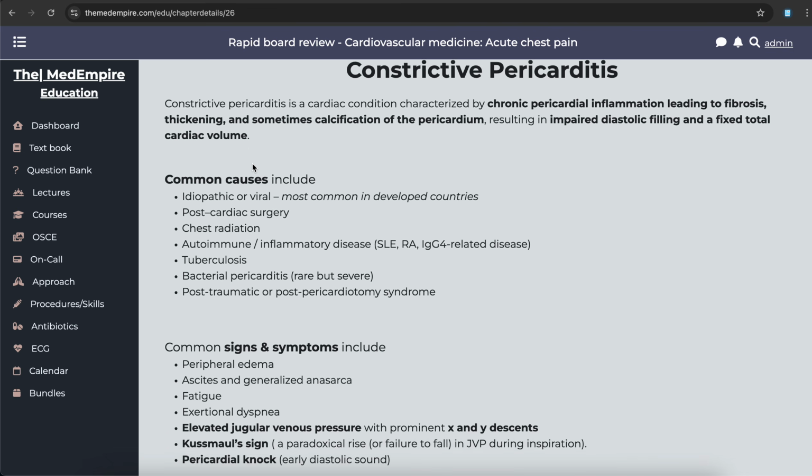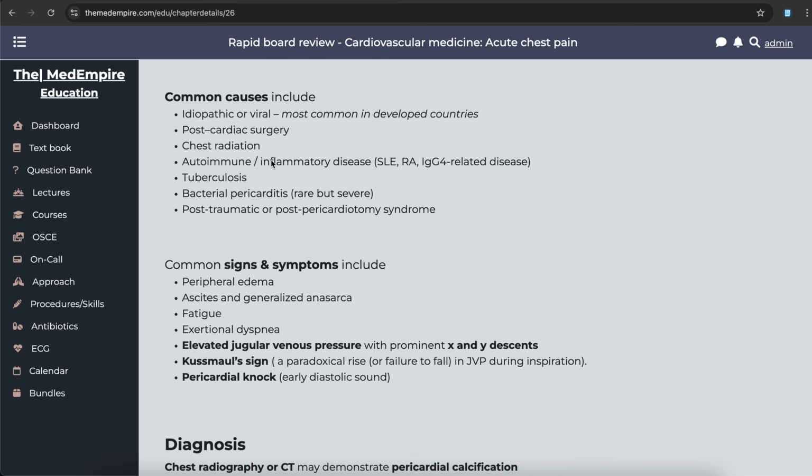So what are the causes of constrictive pericarditis? In most developed countries, the most common cause is idiopathic or viral. There is not really a specific virus. For example, Coxsackie virus, adenovirus, cytomegalovirus, Epstein-Barr virus, influenza virus, and now commonly COVID has been associated with a lot of cases of transient constrictive pericarditis.